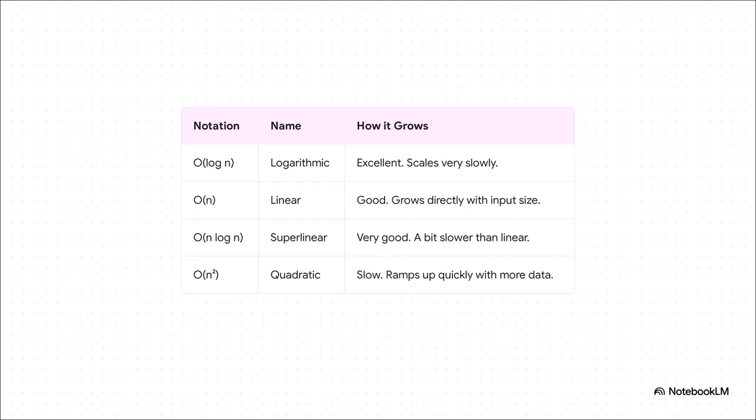And if you look at this chart, you can see exactly what I mean. O(log n) is the dream. Performance barely changes as you add more data. O(n) is solid. It scales just how you'd expect. But O(n squared)? Quadratic. That's where you get into trouble. That performance curve gets steep, fast. An algorithm that's totally fine for 100 items might take forever with 10,000.